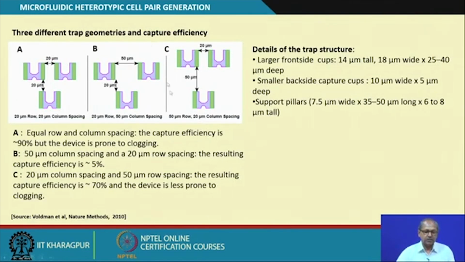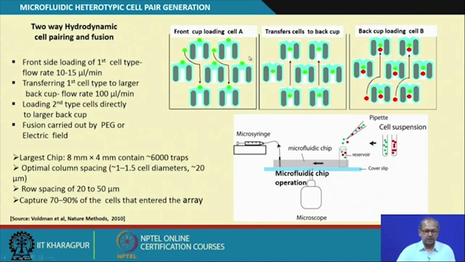Okay. So, this is the configuration of the cups, and this is the distance: if these 2 cups are aligned with around 2 micrometer spacing and 50 micrometer row spacing, that is the most desired cup alignment in the microfluidic platform, which allows around 70% capture of the cells. Now, how are cells captured? First, one type of cell, say myeloma cells, we flow in that direction at the rate of 10 to 15 microliter per minute, then cells will be captured in the small cup of diameter around 10 micrometer. So, 1 cell is captured.